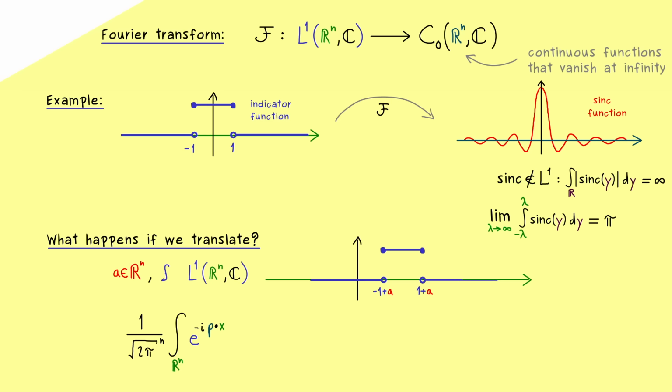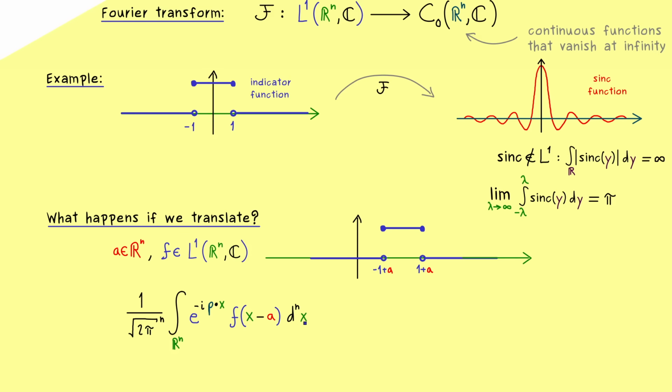Therefore, inside the integral, we find our complex exponential function as always, and an integrable function f. However, now we don't have f of x because we want to shift it by the vector a. Therefore, the new function we want to integrate here is actually f of x minus a. So this is the whole translation we want to do, and now we can just calculate how the Fourier transform on the right will change.